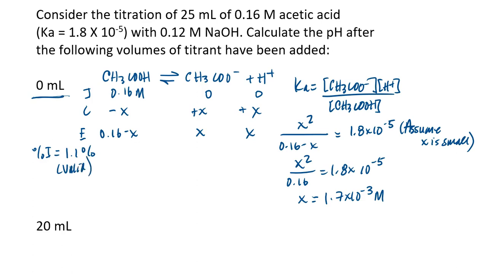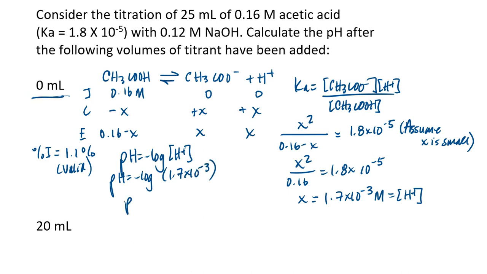Okay, and if I'm going to calculate the pH, it would just be the negative log of the hydrogen ion concentration, and if this x is a valid x, then that would represent the hydrogen ion concentration, so my pH would be the negative log of 1.7 times 10 to the negative third, which, if you recall, in class we were able to figure out comes out to a pH of 2.77.